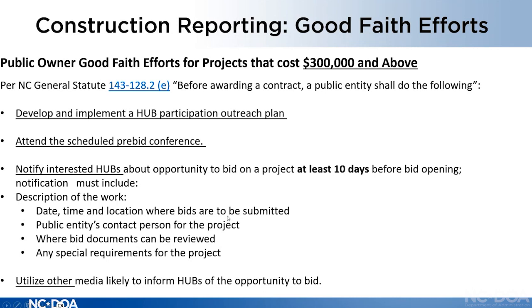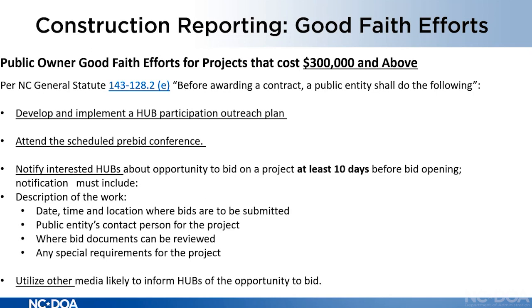And now we're on to construction reporting good faith efforts for the more formal side. So public owner good faith efforts for projects that cost $300,000 or above per the North Carolina General Statute 143-128.2. Before awarding a contract, a public entity shall do the following: develop and implement a HUB participation outreach plan, attend and schedule a pre-bid conference. Sometimes it can be in person or virtually.